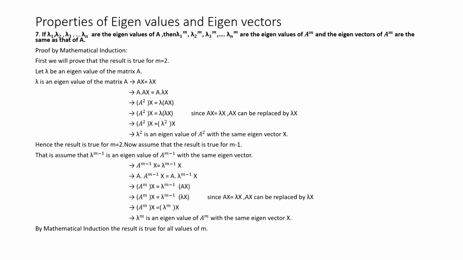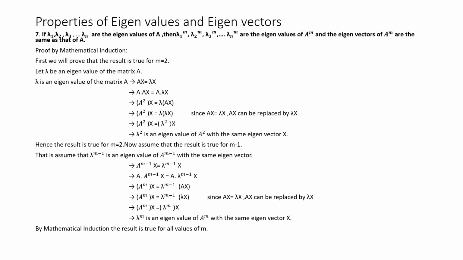First, we will prove that the result is true for m equals 2. Let us assume that lambda is an eigenvalue of A. Since lambda is an eigenvalue of A, it should satisfy the equation Ax equals lambda x. Multiplying both sides by A, we get A square x equals lambda into Ax. Since Ax equals lambda x, we can replace Ax by lambda x, and we get A square x equals lambda square x. This implies lambda square is an eigenvalue of A square with the same eigenvector x. Hence the result is true for m equals 2.